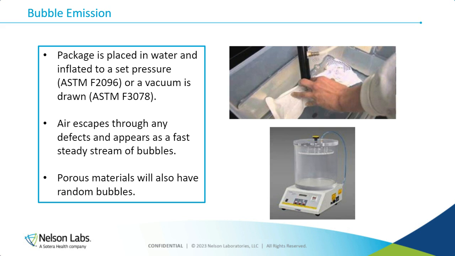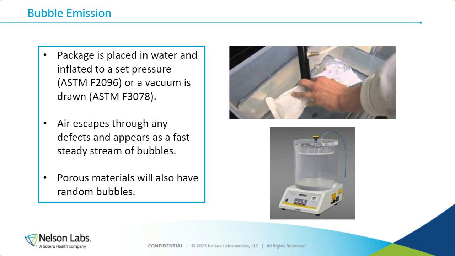In this method here, the top picture is an ASTM F2096 representation, and that's the method that we do at Nelson. On the bottom picture, I have some equipment that one would use for ASTM F3078. This is not a method that we do at Nelson currently.